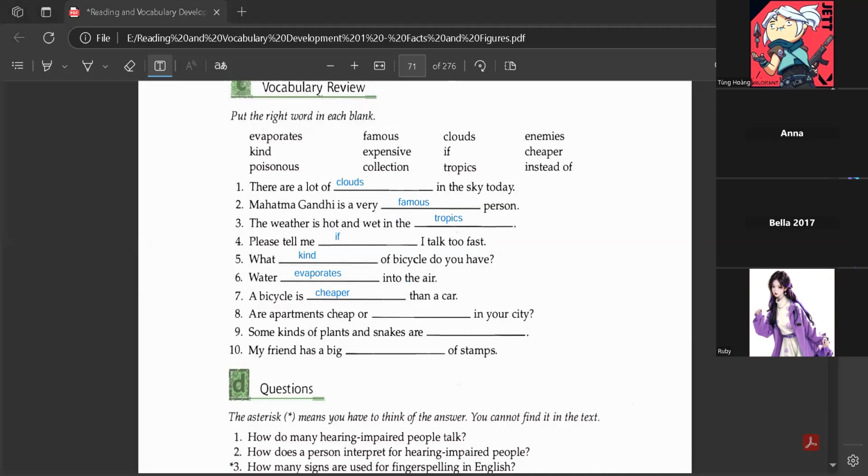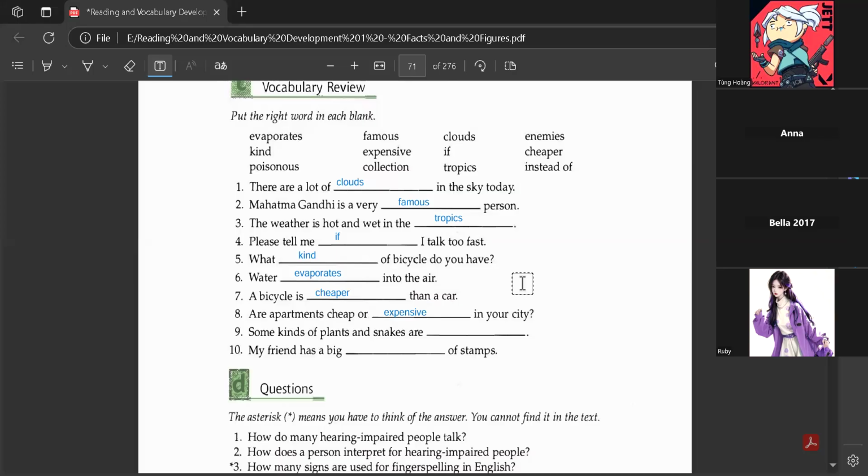Are apartments cheap or expensive? Cheap or expensive in your city.